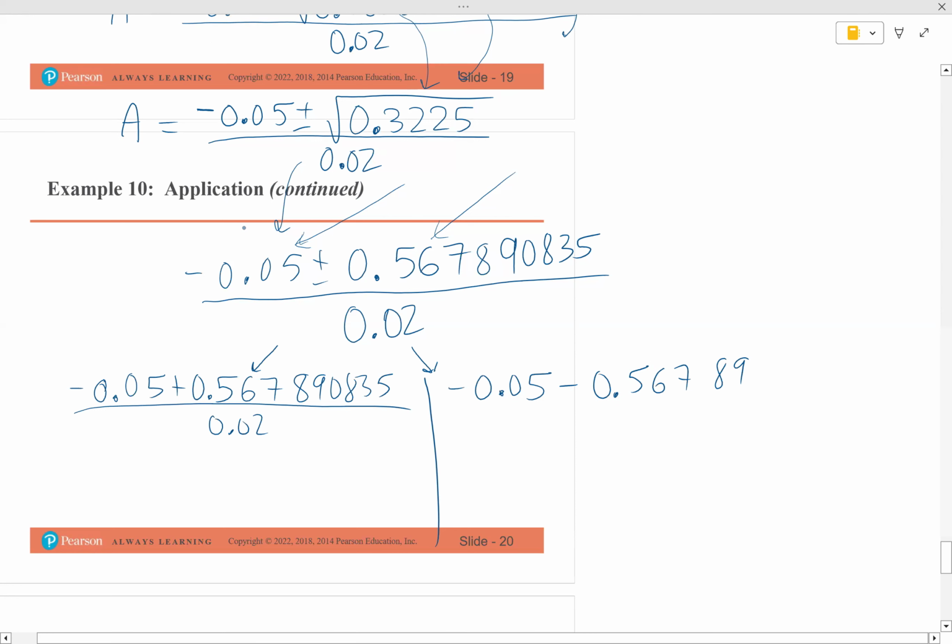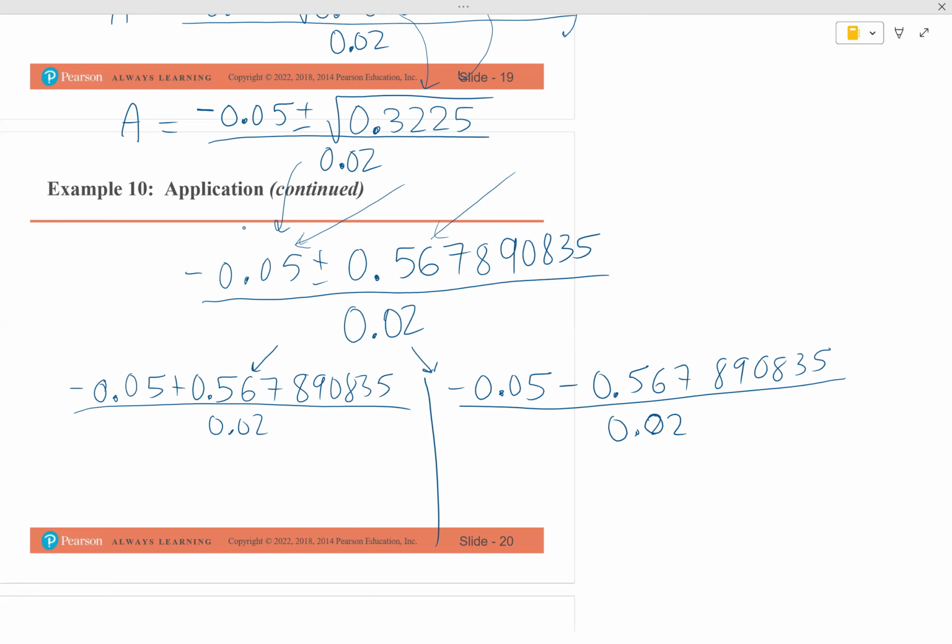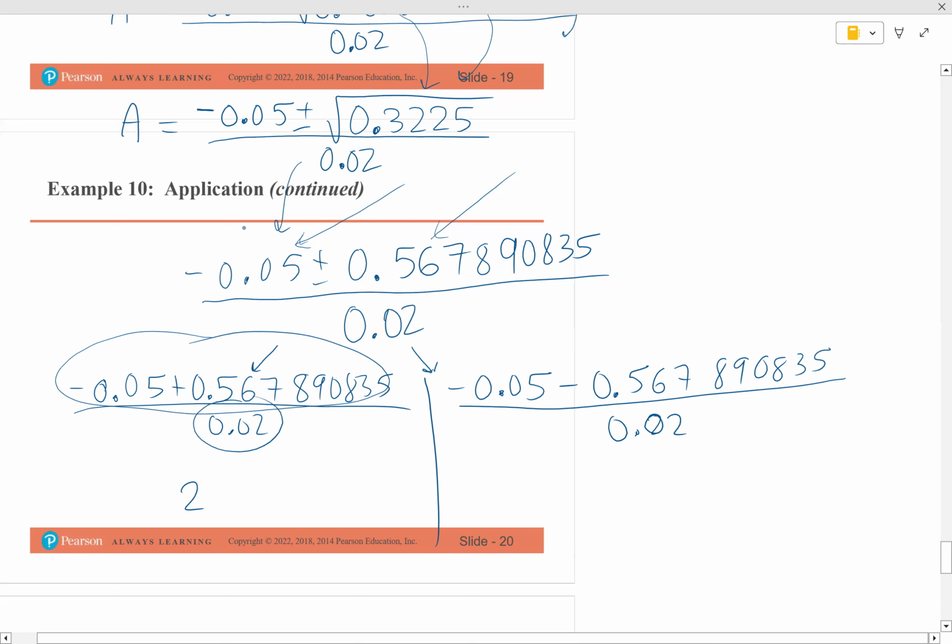And not to put these in my calculator separately, I'll just work on the left one first. I'm going to combine those things in the numerator, don't forget the negative 0.05 added with 0.567890835. Okay, I get 0.51 something something. I need to divide that now by 0.02. So this whole thing, after I'm done adding these and dividing by 0.02, is about 25.89. If it's in the homework, they'll probably tell you where to round it. I'm going to box that answer.